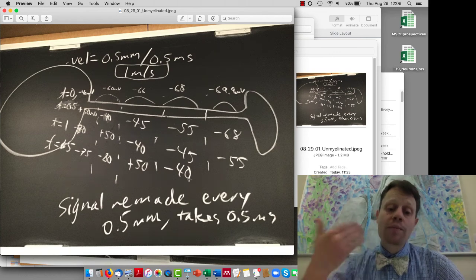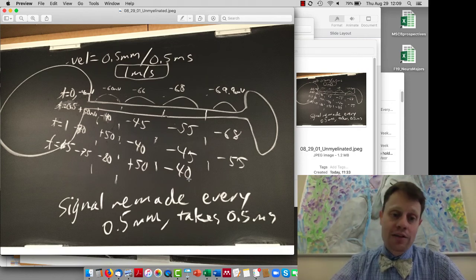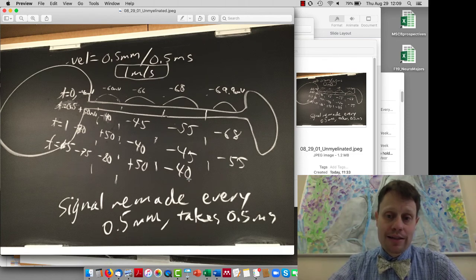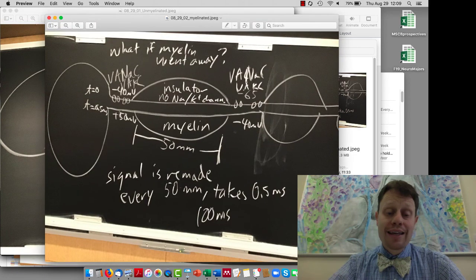And this has to get remade every half millimeter or so, and it takes about a half millisecond per half millimeter, which is kind of fast, like as fast as a car drives, but for communicating signals along your body, it's way too slow. And so in order to solve this problem of these signals being too slow, neurons insulate the axon.